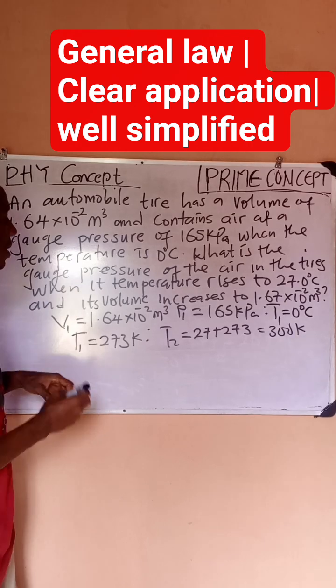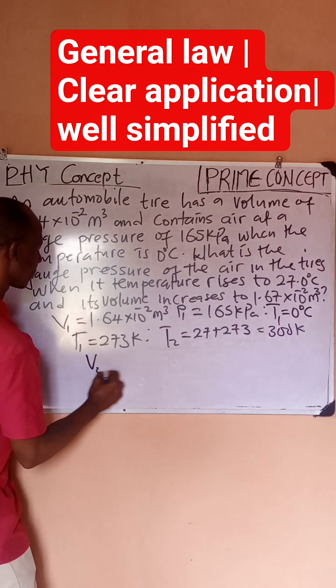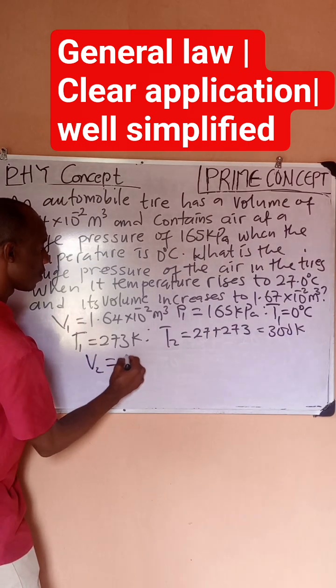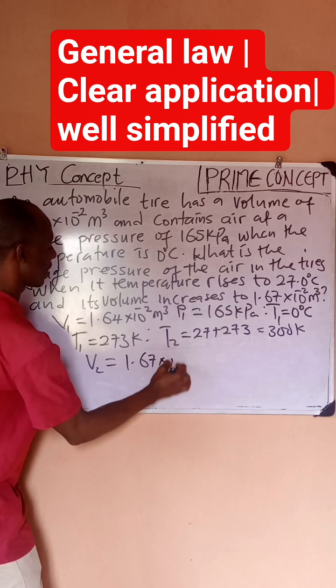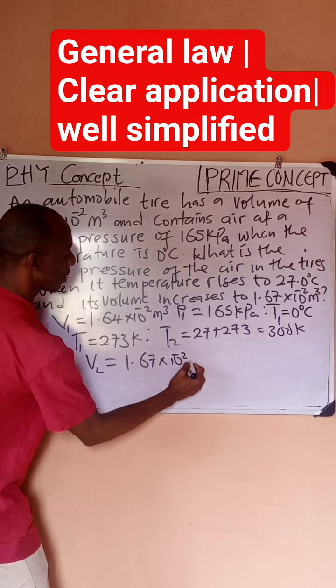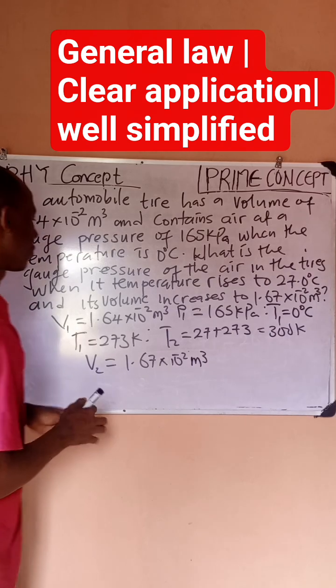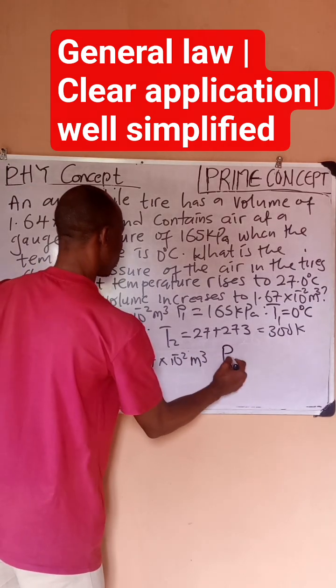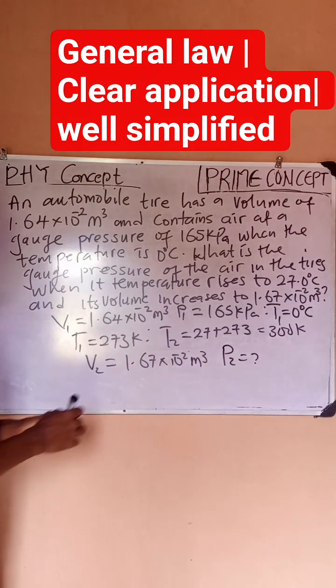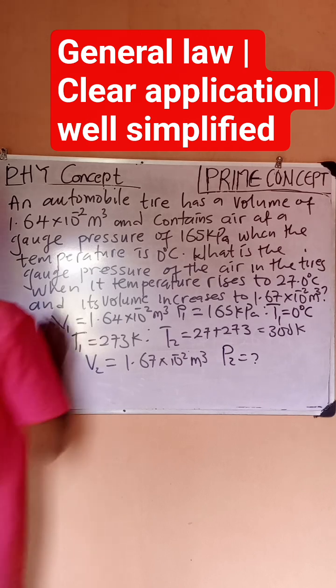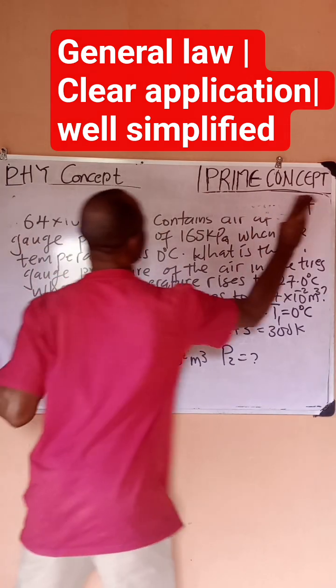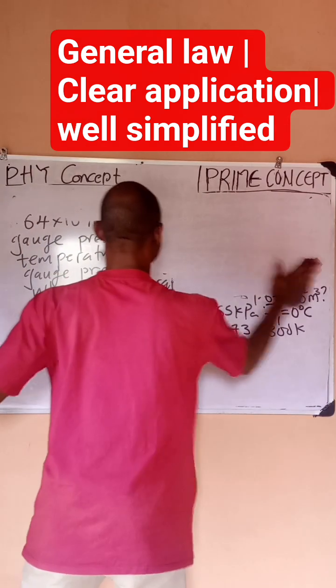Now, and its volume increases. So our V2 is 1.67 times 10 to the power minus 2 meter cube. So this is what we have. We want to find the new pressure, P2. So they said, what would the gauge pressure be? So let me quickly rub this so that we can solve the problem.